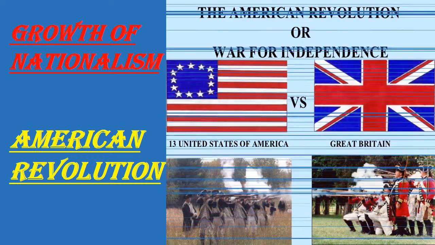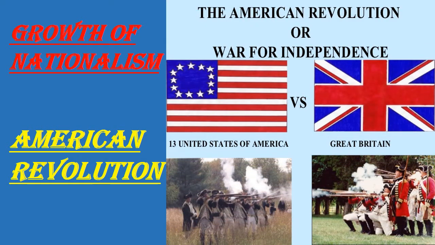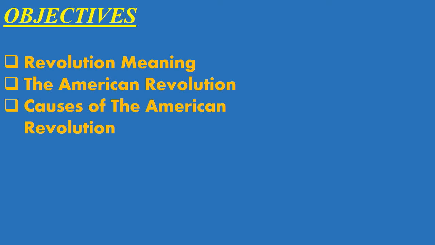The American Revolutionary War, also known as the American War of Independence, was a long conflict that spanned more than 8 years of fighting between Great Britain and 13 of its North American colonies. We'll go ahead with this chapter, Growth of Nationalism.